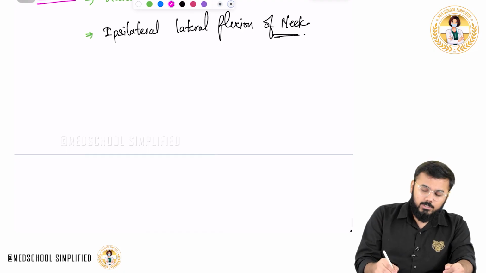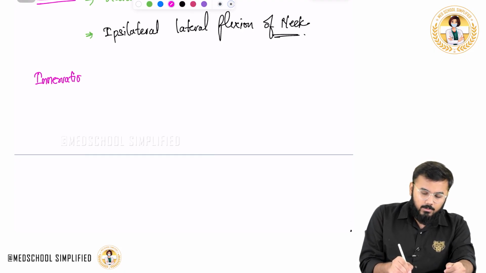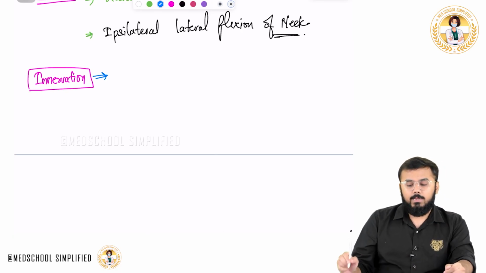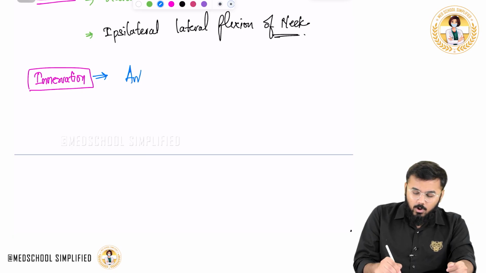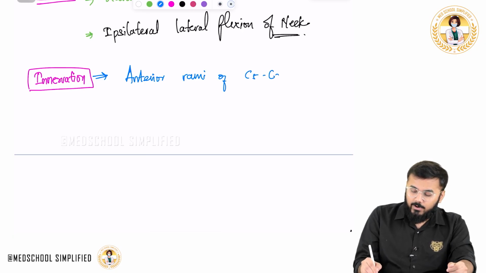After the function, the next important thing is innervation. What is the innervation? Innervation comes from the anterior rami of C5 to C6.